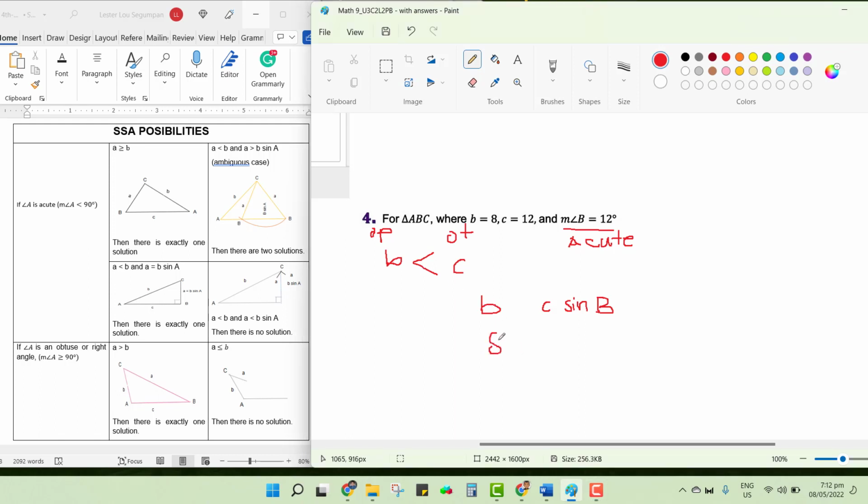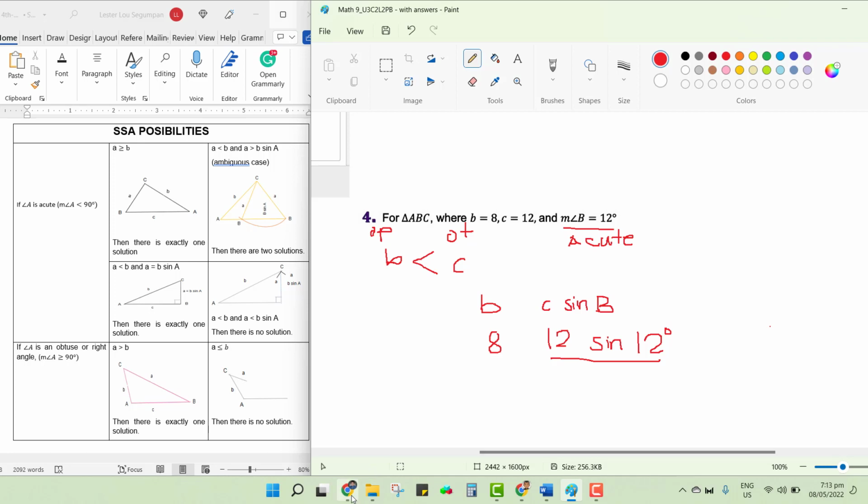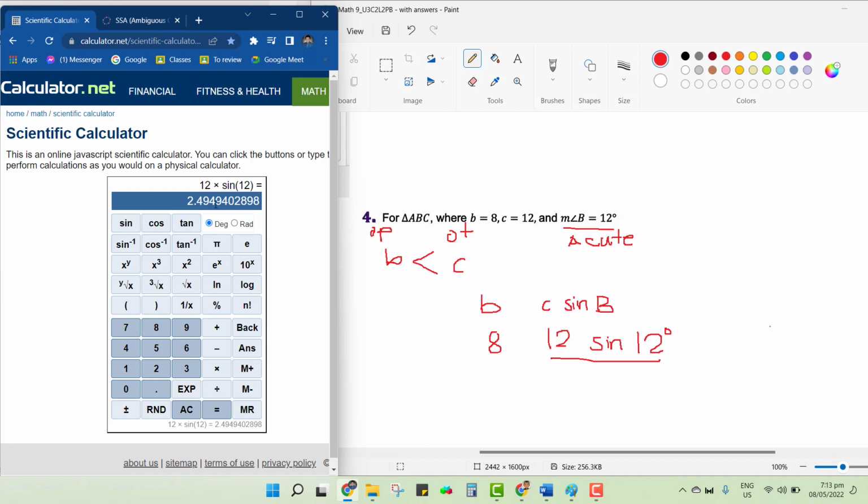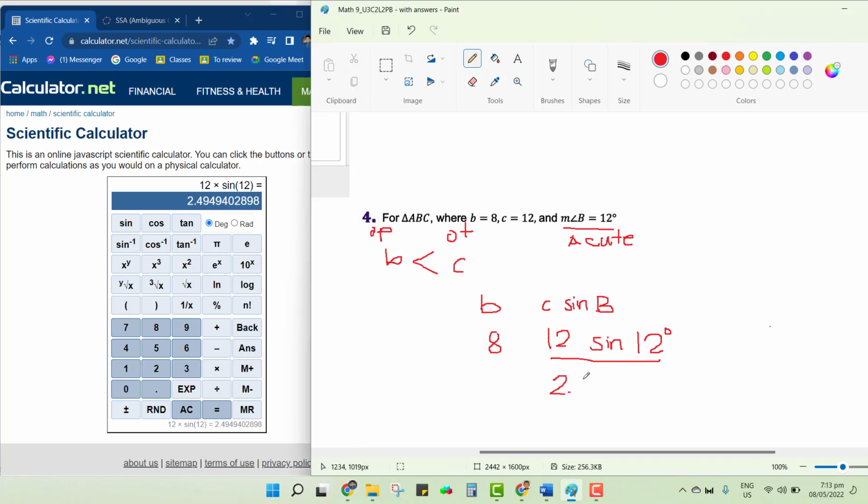So B is equal to 8 and C is 12, and then the sine of the angle B, which is 12 degrees. So let us take this whole expression and get the value so that we would know what their relationship is. To do this, let's use the same calculator I shared before, and let's take the value of this. This is 12 times sine of 12 degrees equals, which is 2.49 rounded off to two decimal places. Hence, this is approximately 2.49, and B is equal to 8. And obviously 8 is greater than that.